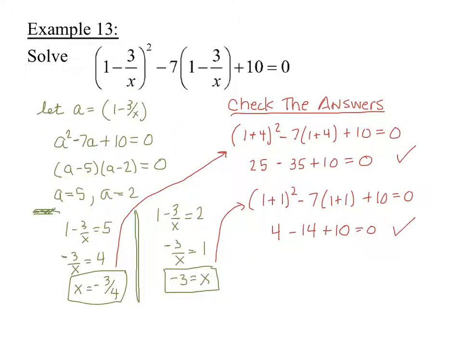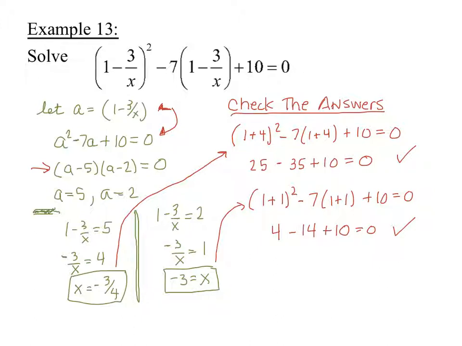In example 13, now we have an expression that looks like it's a quadratic. 1 minus 3 over x, squared, minus 7 times the parentheses 1 minus 3 over x, plus 10 equals 0. We let a equal 1 minus 3 over x. We plug it into the equation and we get a squared minus 7a plus 10 is equal to 0. This again is factorable. We get a minus 5 times a minus 2 is equal to 0.